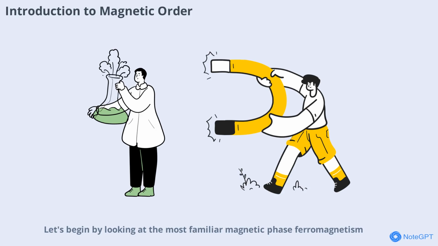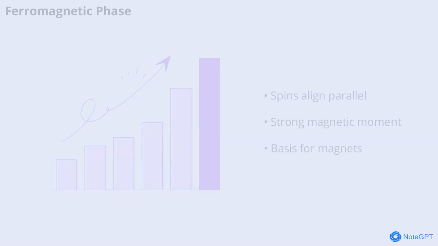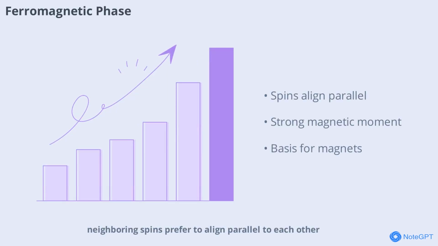Let's begin by looking at the most familiar magnetic phase, ferromagnetism. In the ferromagnetic phase, neighboring spins prefer to align parallel to each other. This means that all spins point in the same direction, creating a strong collective magnetic moment. Ferromagnetism is what gives materials like iron their familiar magnetic properties. When you see a magnet sticking to your refrigerator, you're witnessing ferromagnetic order in action. The diagram for this phase shows all arrows pointing up, representing aligned spins. This simple yet powerful arrangement forms the basis for many everyday magnetic phenomena.